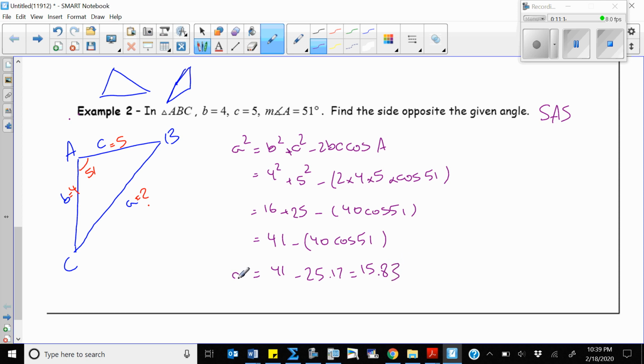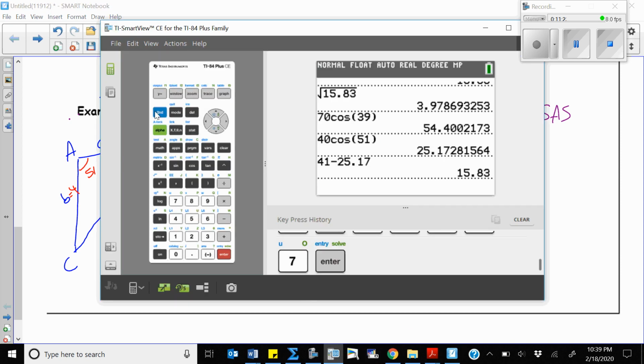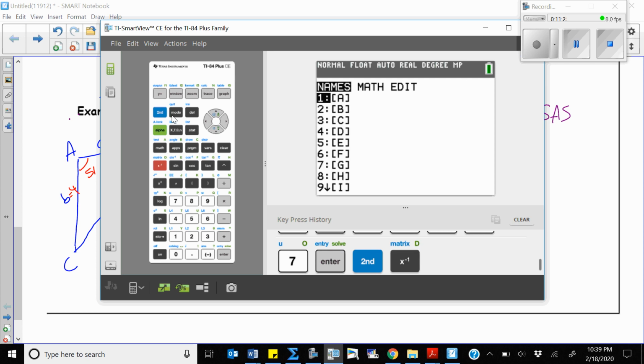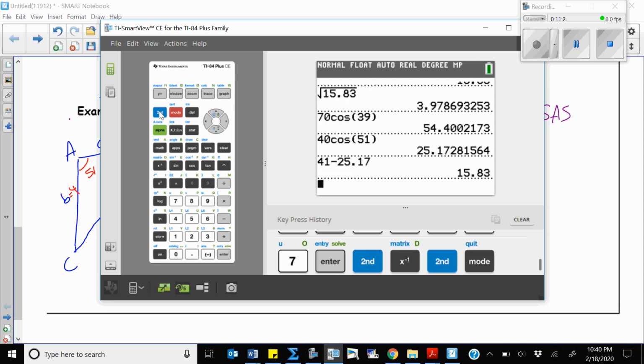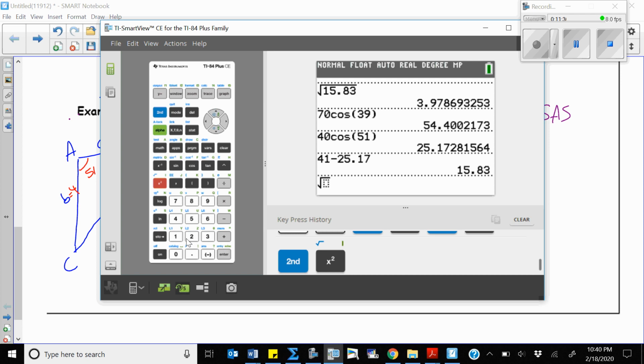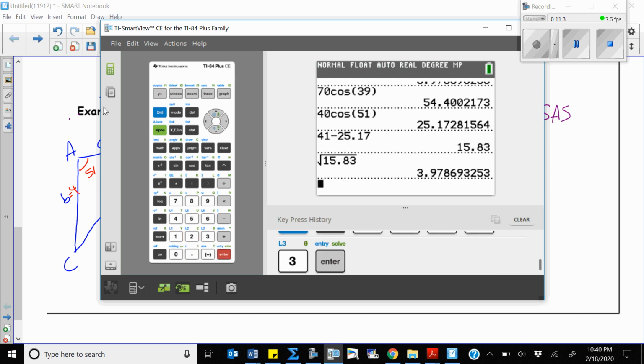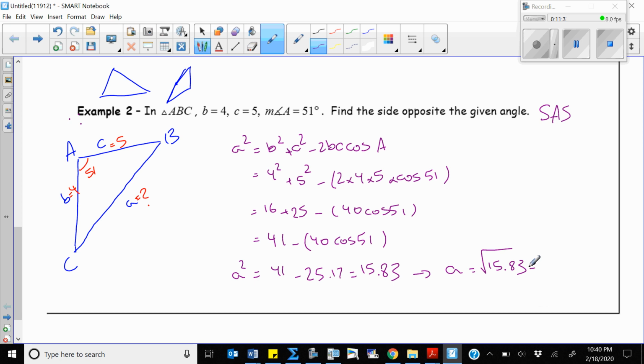15.83. So this is a squared. Now, to find a, I just take the square root of 15.83. Oh, I'm sorry. Square root of 15.83 is 3.97. So this is how we solve for the missing side in this case.